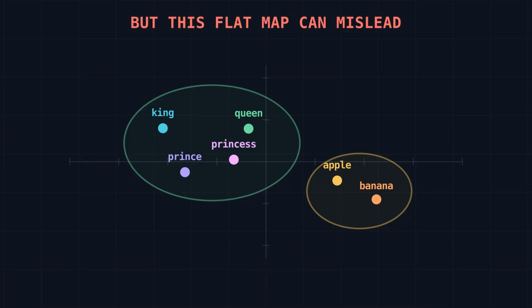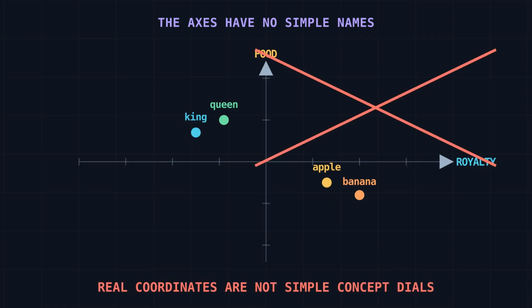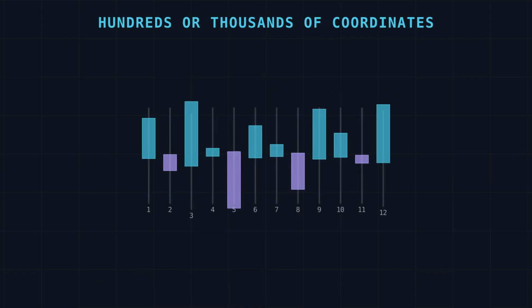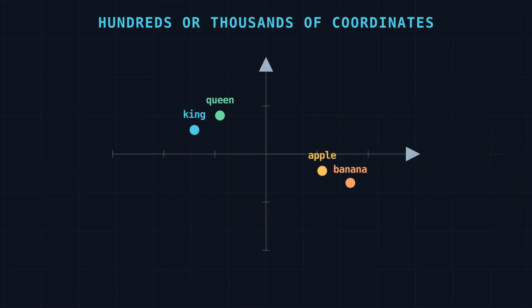But the map is about to mislead us in a new way. A two-dimensional drawing invites us to label the horizontal axis royalty and the vertical axis food. That is usually not how a real embedding works. A model may use hundreds or thousands of coordinates, and one human concept can be distributed across many of them. A single coordinate can also participate in several patterns. The features are entangled.